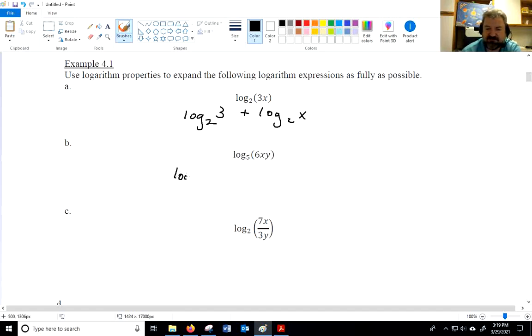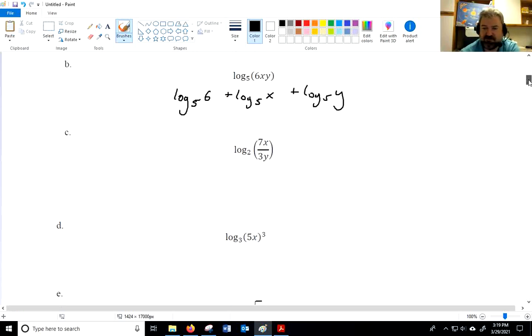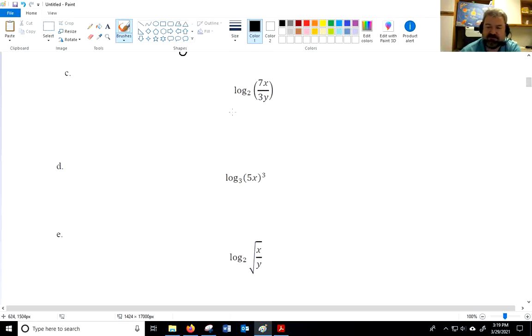On the next one, I have the log base 5 of 6 plus the log base 5 of x plus the log base 5 of y. So you can see how I can just keep continuing that process for more and more factors. Here we have some division and some multiplication. So I have log base 2 of 7 plus log base 2 of x. Then I'm going to subtract everything else.